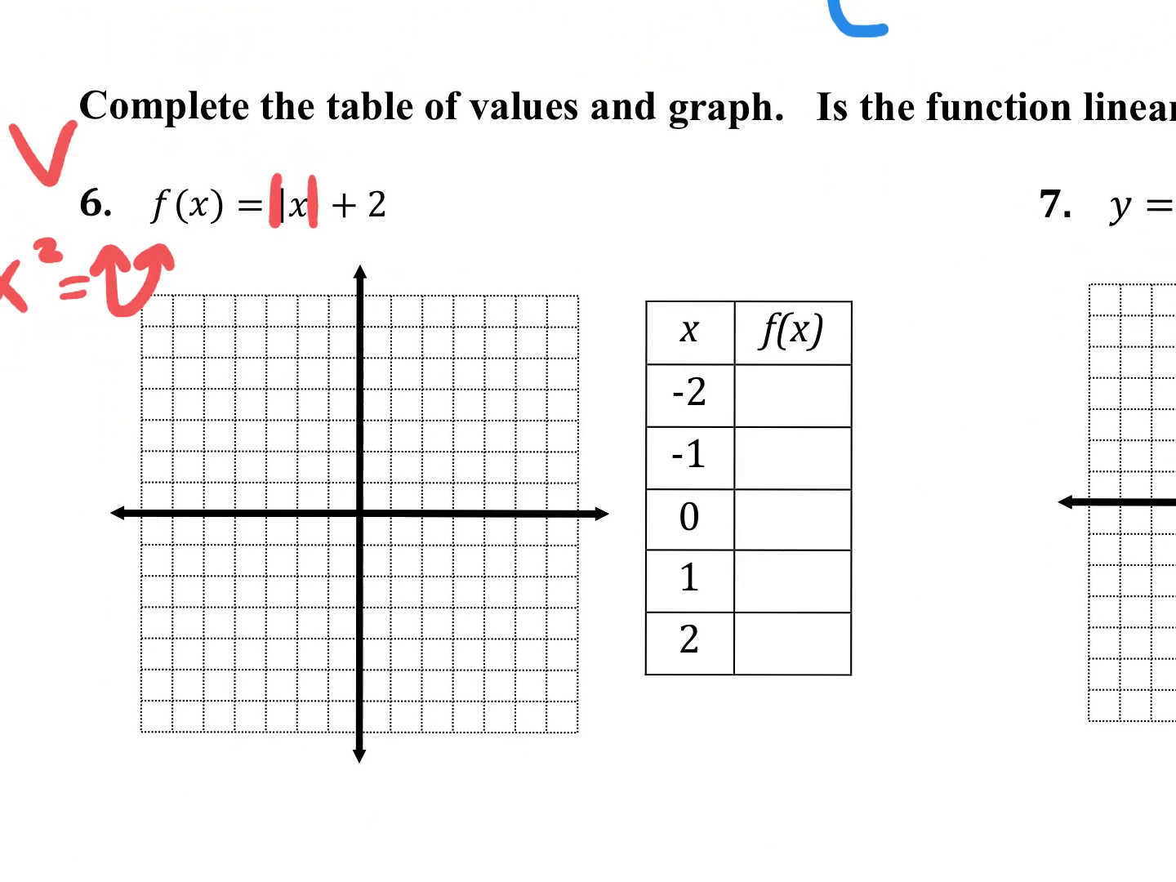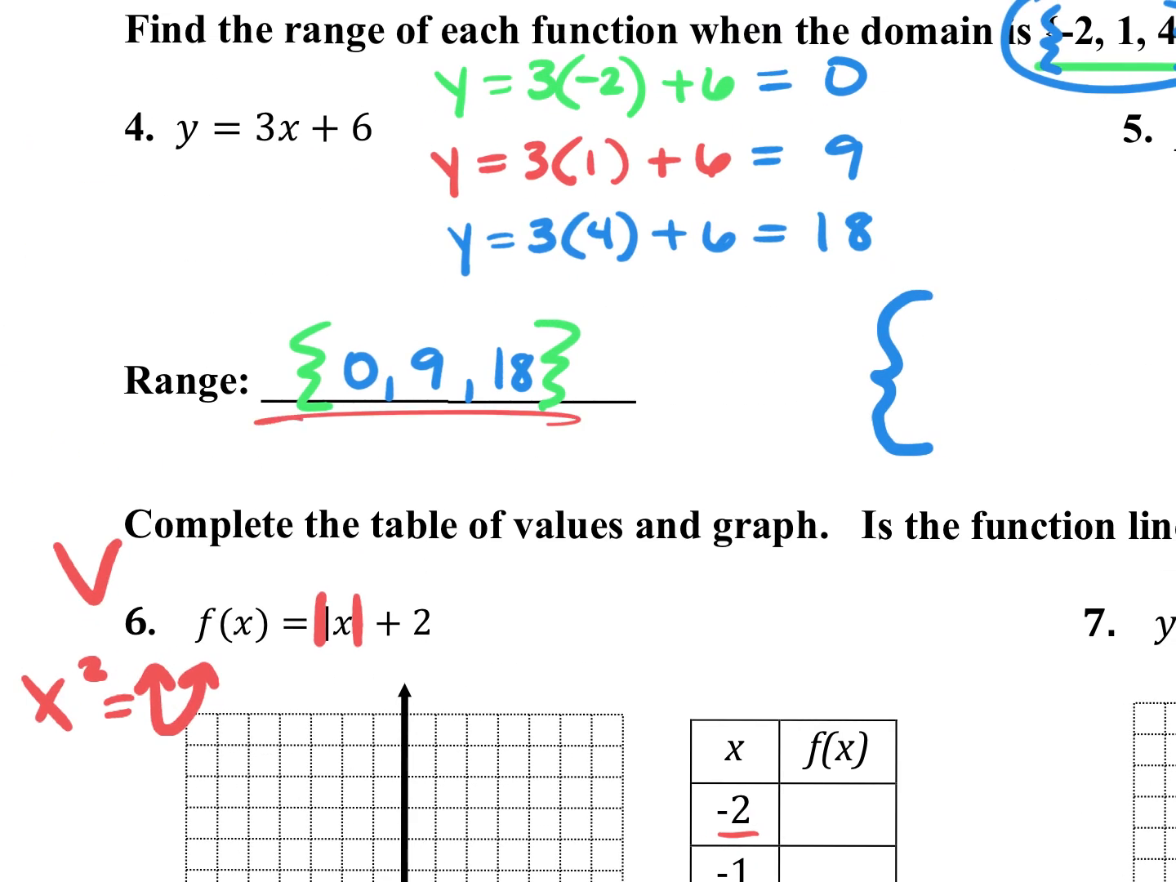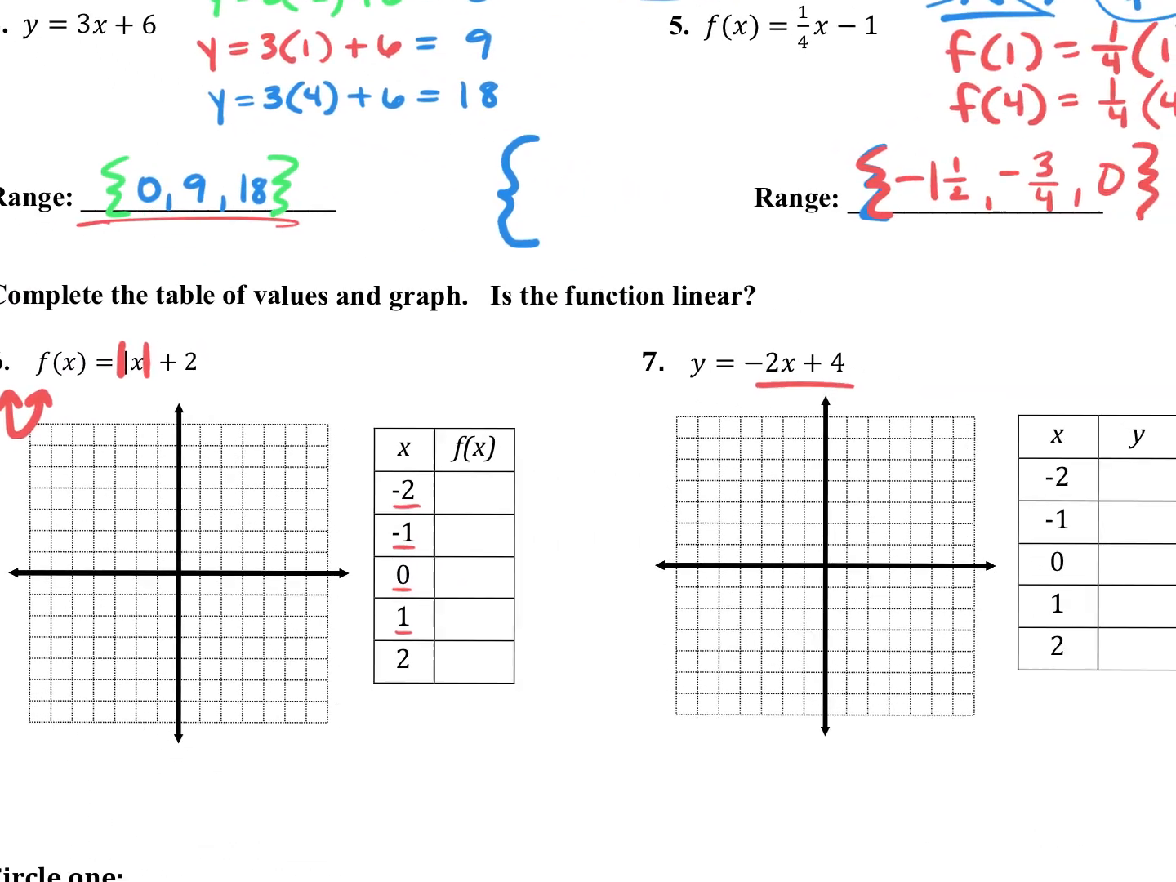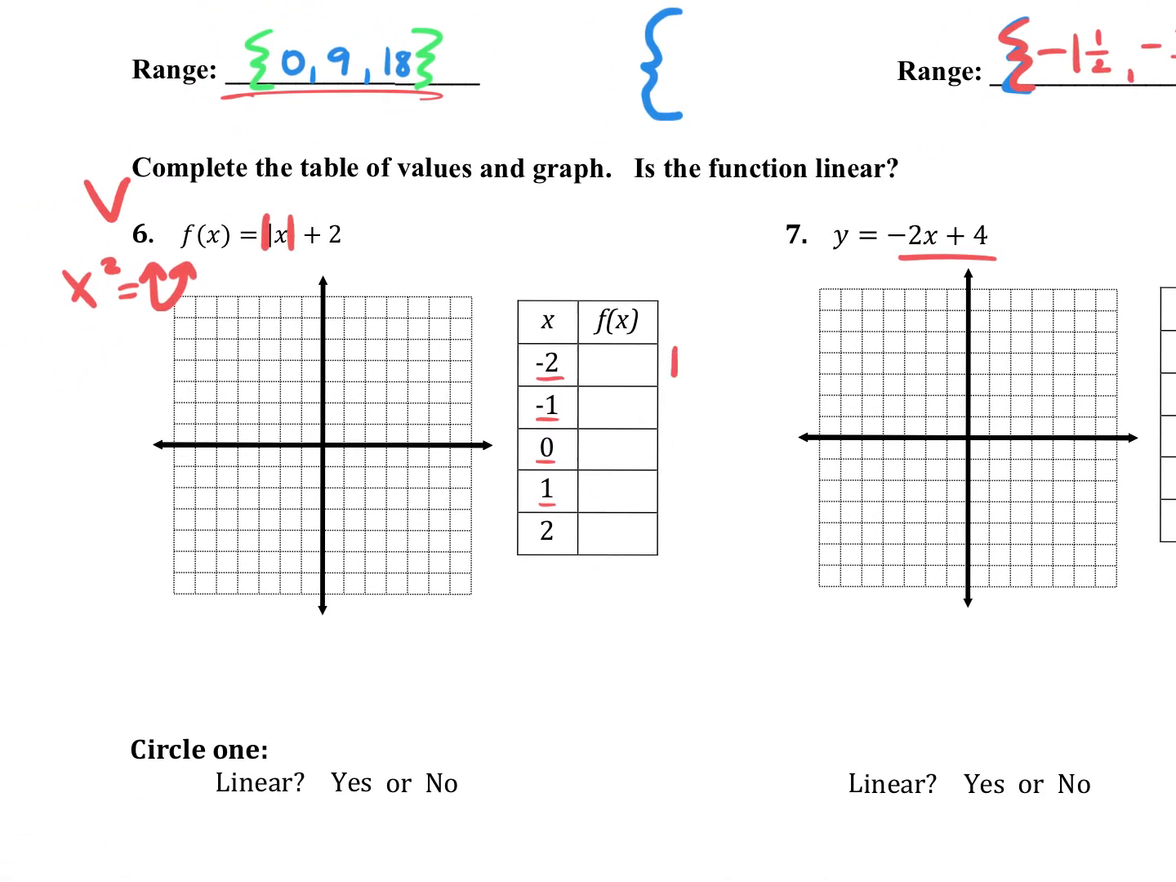So we're gonna plug these numbers in just like we did. This is essentially what we did right here, right? Here's your domain, find the range. So we're gonna plug in a negative 2. So it's the absolute value of negative 2 plus 2. What's the absolute value of negative 2? 2. So 2 plus 2 is 4.